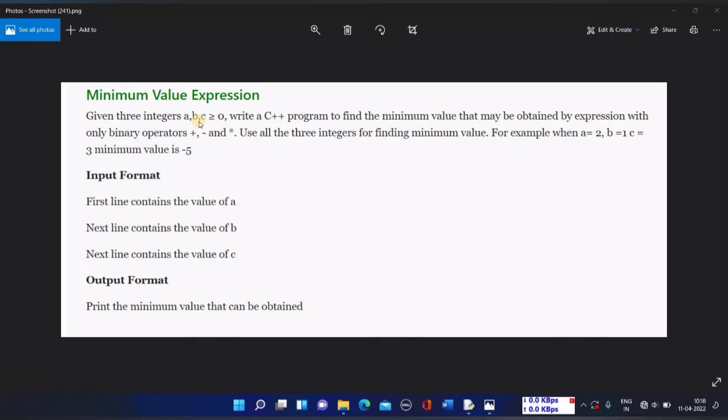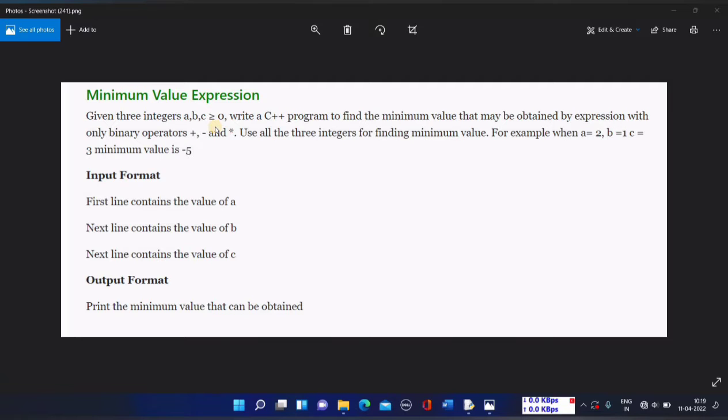But suppose I am doing a minus b into c. So tell me what is b into c? b into c for the respective numbers is 6. 2 into 3 is 6. Now 1 minus 6 gives you minus 5, which is a smaller value than what you get by a minus b minus c. So we have to go for two operations, that is a minus b minus c.